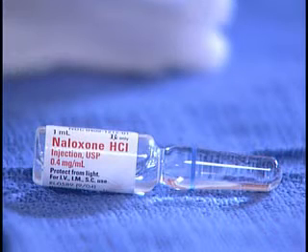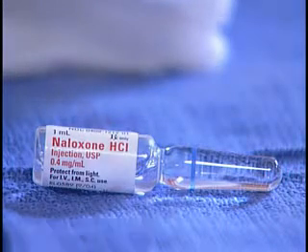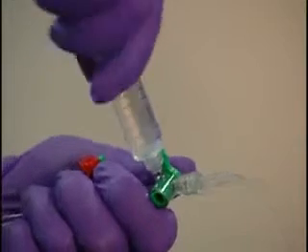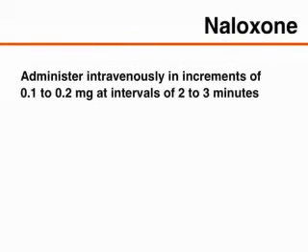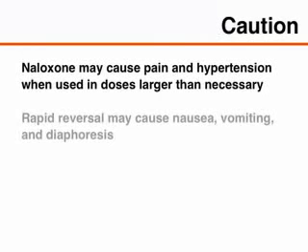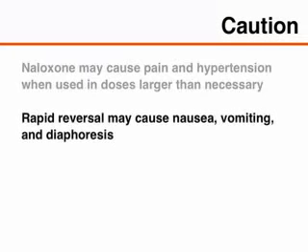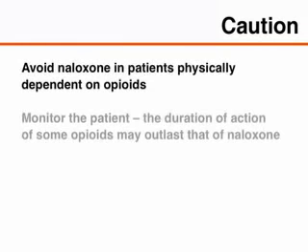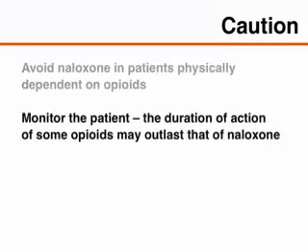Naloxone is an opioid antagonist used to reverse the respiratory depression of opioids. The dose of naloxone should be titrated to patient response. To reverse respiratory depression, naloxone may be administered in increments of 0.1 to 0.2 milligrams intravenously at 2 to 3 minute intervals. Larger than necessary doses of naloxone may cause pain and hypertension. Rapid reversal may cause nausea, vomiting, and diaphoresis. Naloxone administration should be avoided in patients physically dependent on opioids. If you give naloxone to reverse the action of opioids, you must monitor the patient, since the duration of action of some opioids may outlast the duration of action of naloxone.